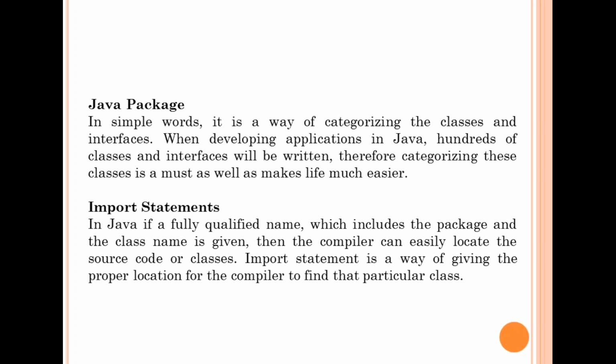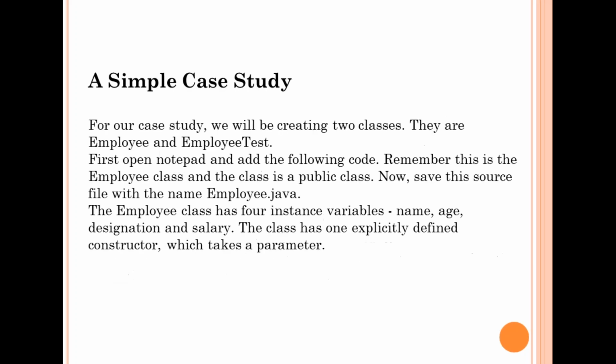Import statements. In Java, if a fully qualified name, which includes the package and the class name, is given, then the compiler can easily locate the source code or classes. An import statement is a way of giving the proper location for the compiler to find that particular class. For example, the following line would ask the compiler to load all the classes available in the directory java/io, and that's import java.io.*.